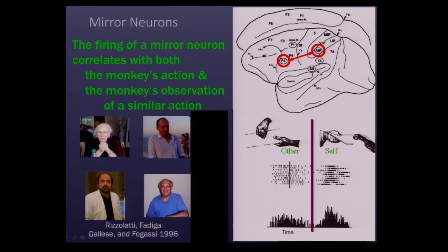So this was the discovery of mirror neurons, neurons in the brain that are active not only when the monkey executes a suite of actions, but when the monkey observes a similar range of actions. There are more subtleties to the story, but that's enough for what we want to discuss today.